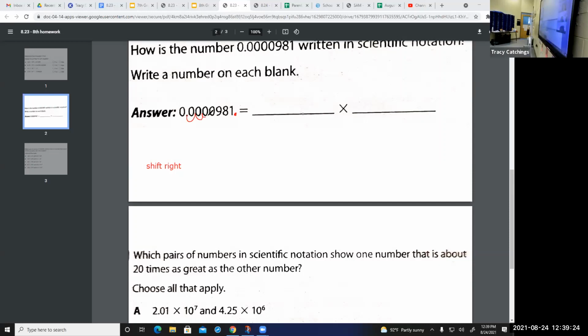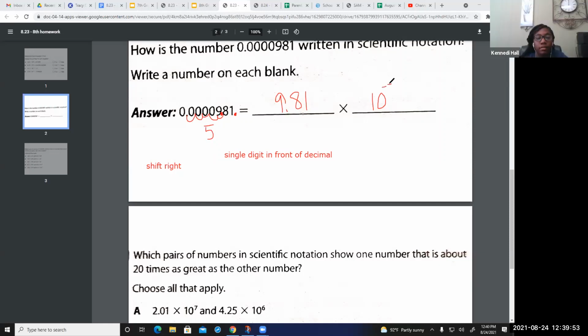Let's check. 1, 2, 3, 4. All right. So make sure we understand that first, we need a single digit in front of the decimal. A single digit in front of the decimal. So that would be that 9. So then we're left with 9.81. The second one is always a power of 10. And Kennedy said we shifted 5 times. And since we went to the right, is that 5 positive or negative? Negative. Oh. All right, it's negative.